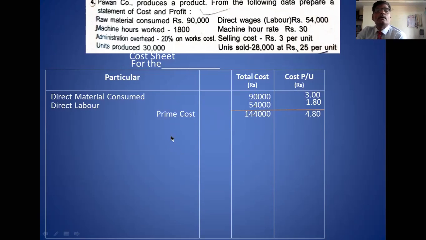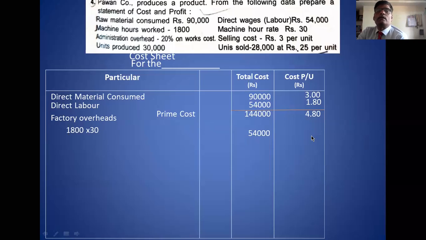The next is factory overhead. Factory overhead is to be calculated on the basis of machine hours worked. Machine hours worked 1800. Machine hour rate is rupees 30. You multiply these two, 1800 into 30. The product of this is called factory overhead. 54,000. Then divide by number of units.